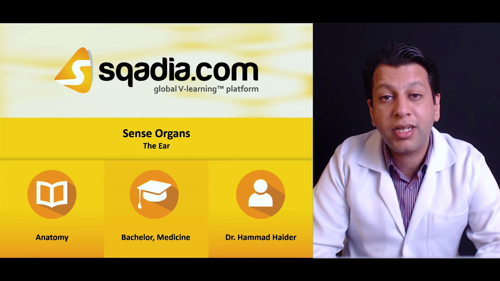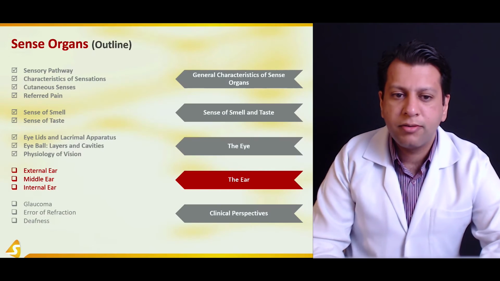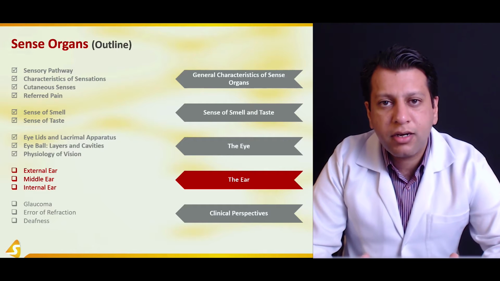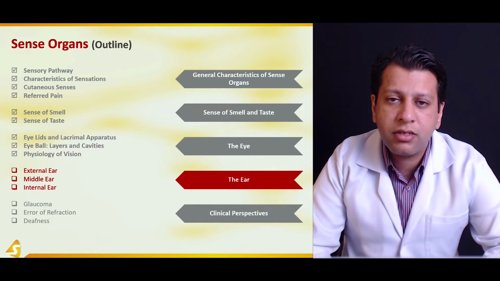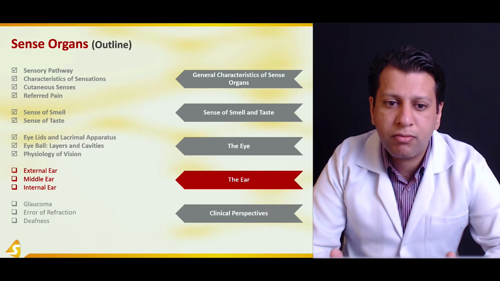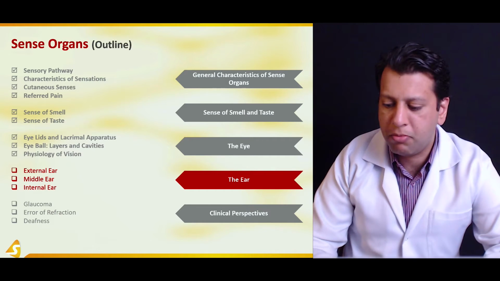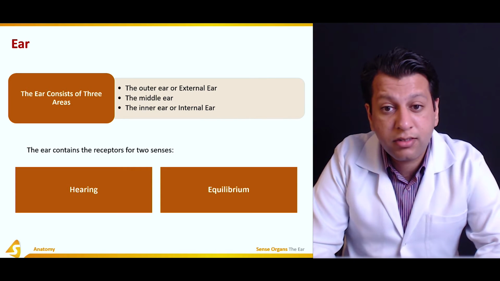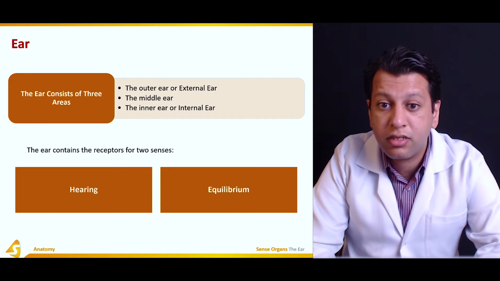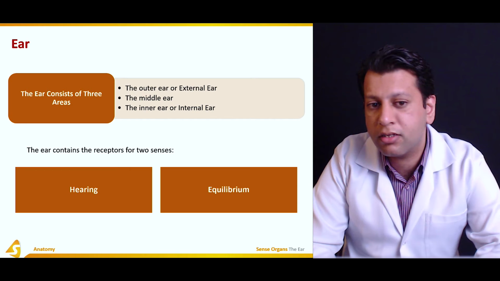Our lecture topic is the sense organs, and we are on the fourth section of our lecture topic, that is the ear. We will be discussing the three different parts of the ear, the external ear, the middle ear and the internal ear, and we will be briefly discussing their anatomy and functions. So the ear consists of three areas: the outer or external ear, the middle ear, and the inner or internal ear.